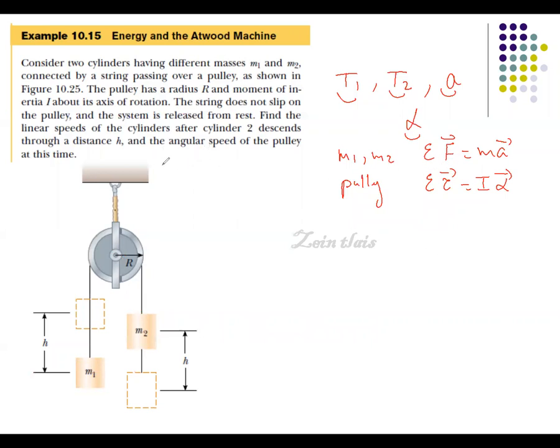We can add here one problem. Find T1, find T2, find A, find alpha. Alpha for the pulley, A for M1 and M2, and the tension. You know, here we have T1 and T2.